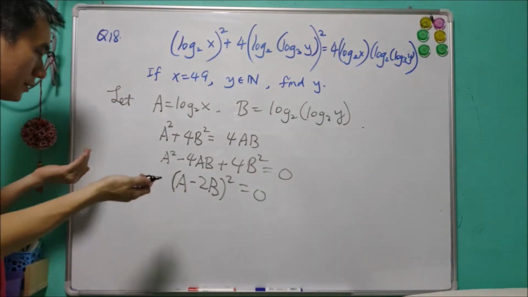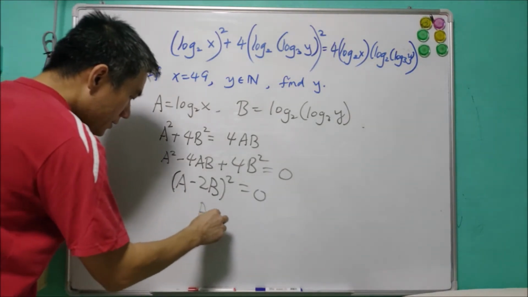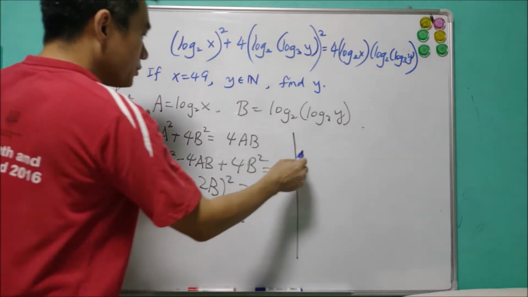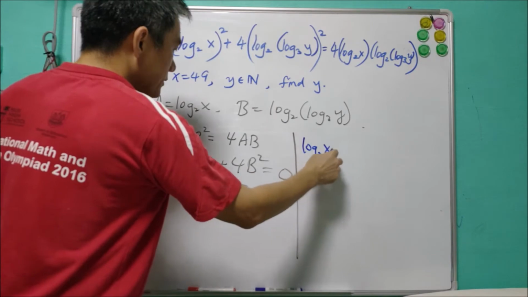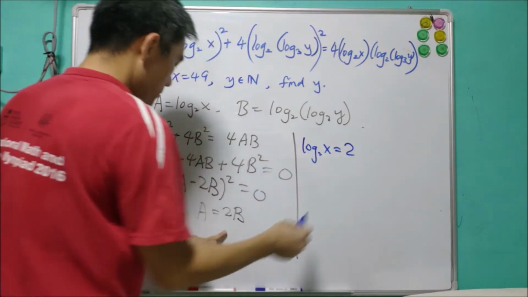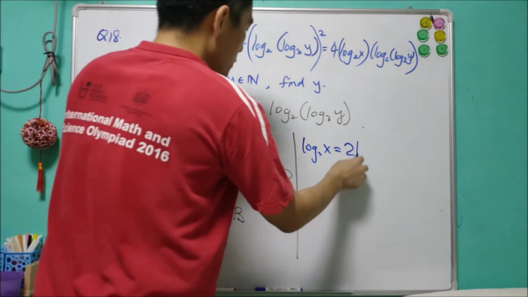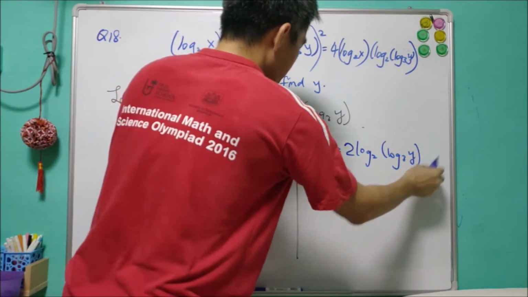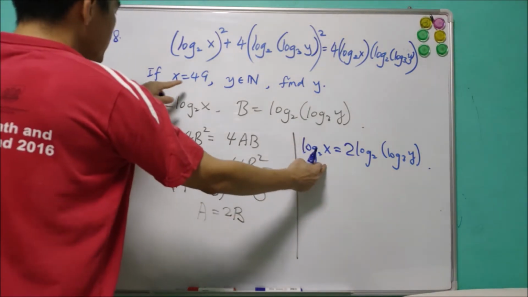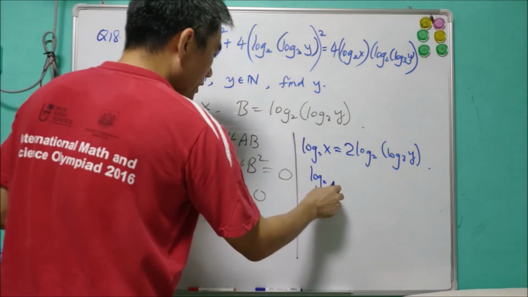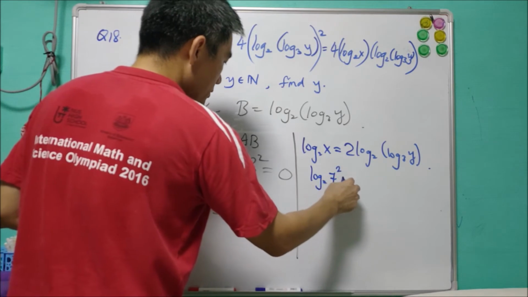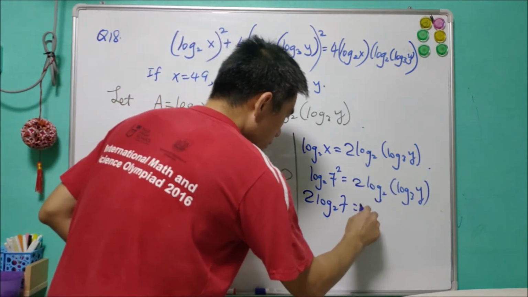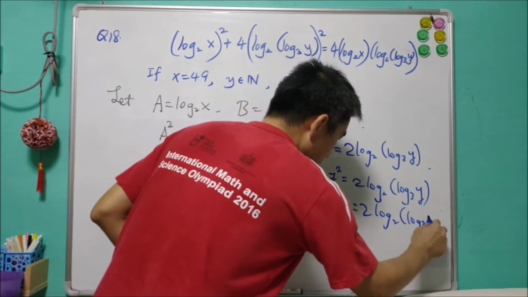So this question becomes a very simple question. a is actually equal to 2b. And a is equal to log₂x, and b is equal to log₂(log₃y). And x is given as 49. 49 can be written as 7². We can write 2 log₂7 equals 2 log₂(log₃y).